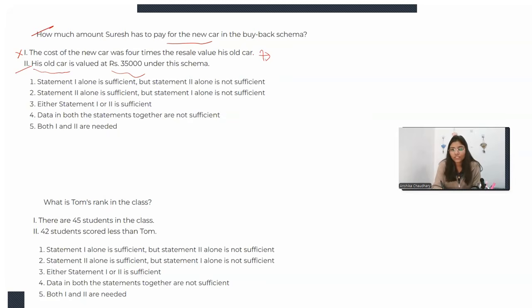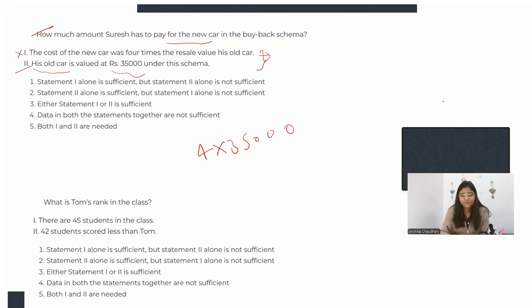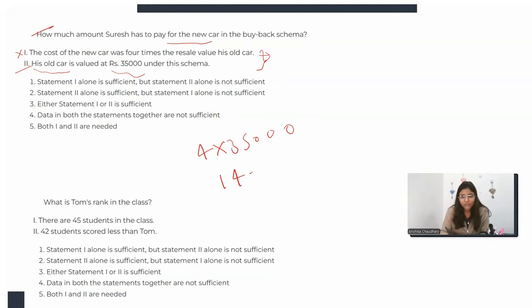What if we merge both of these two, right? So the cost of the new car was four times the resale value of his old car. So old car value we know, so four times the value of this old car will be 35,000 times 4, so it will become 1,40,000, right? It will be the complete value. But what it is saying is that the cost of the new car was four times the resale value of his old car. So this is the complete value.